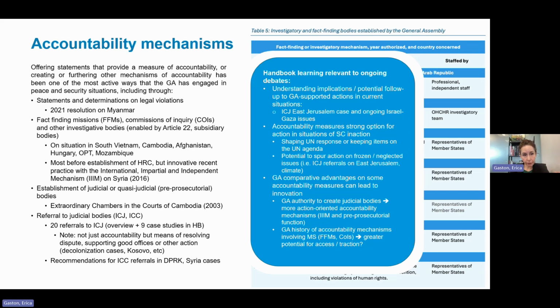They can't directly refer cases to the ICC, but there's been important cases where they have recommended and tried to give further momentum to doing so. So, for example, for the Security Council to do so with the cases of the DPRK and Syria.